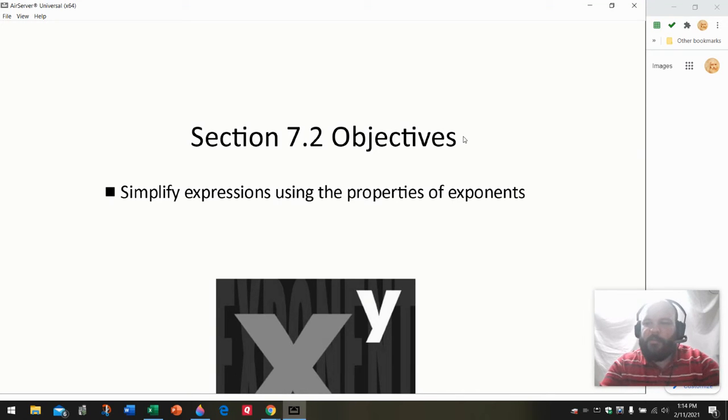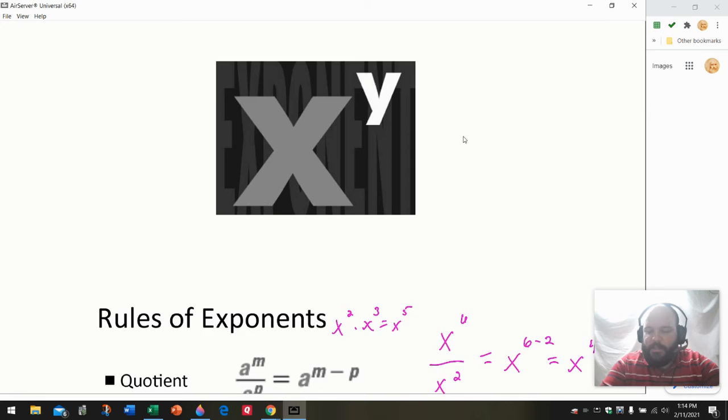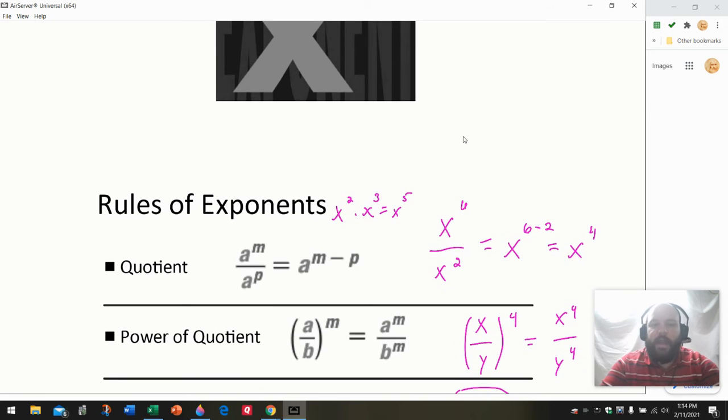Hello, everybody. So today we're going to continue our discussion in Chapter 7, Section 2. And this was a continuation of 7.1, where we started to learn about properties of exponents. And today is no exception to that.